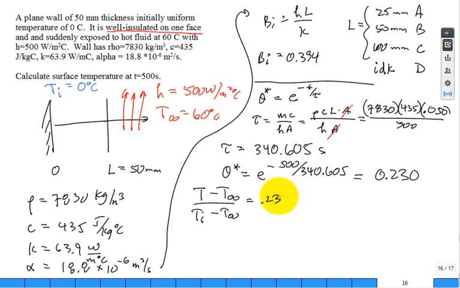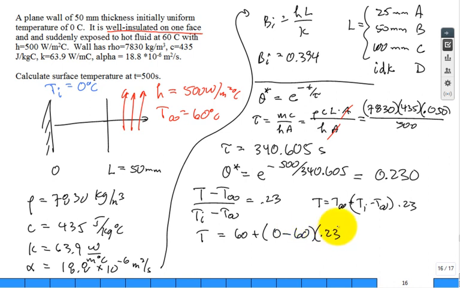So calculate the surface temperature at 500 seconds. Temperature is equal to T infinity plus T initial minus T infinity times 0.23. So let's substitute our numbers. Our lumped capacitance approximation would give us T infinity of 60 plus initial is 0 minus 60 times 0.23. What do you get? 46.6. 46.2 degrees C.